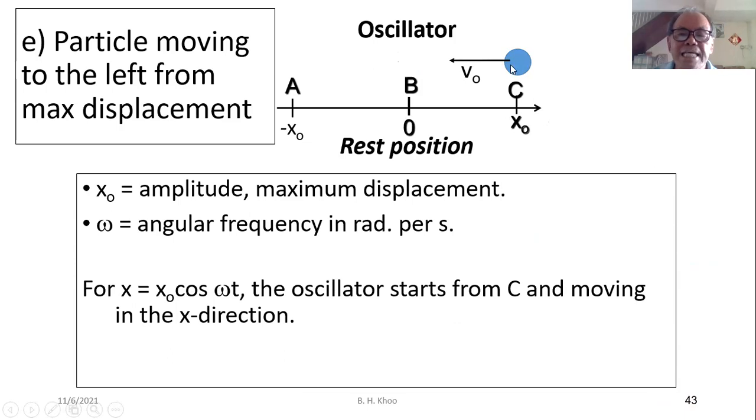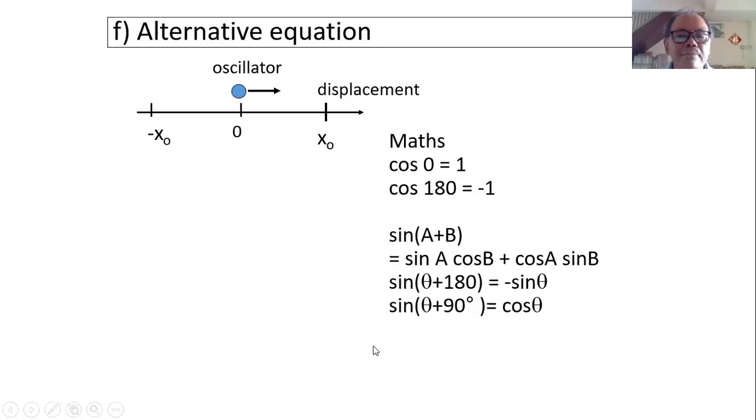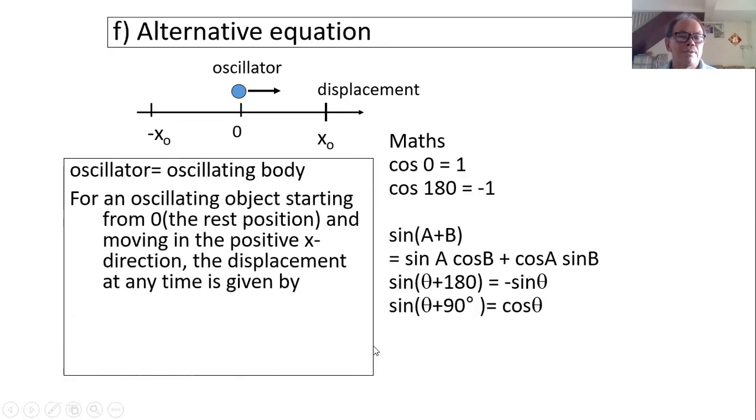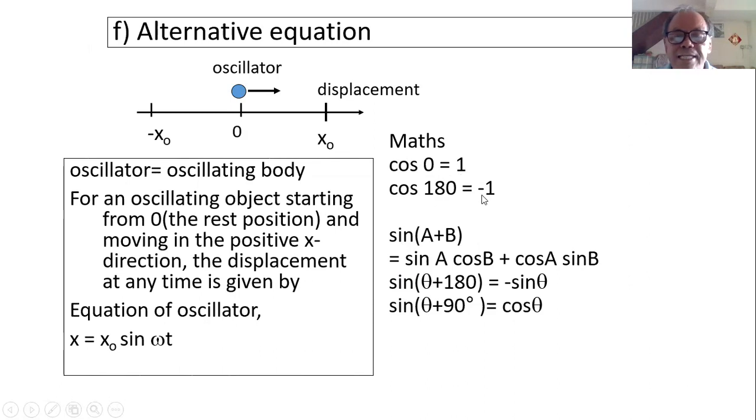So if you start from C, where you start from maximum, it is always a cos graph. X naught cos omega T. If you start from C, then your graph is there. Right? So the equation, if you start from rest position, is X naught sine omega T. These are the maths that you need to know. Right? Cos 0 is 1. Cos 180 is -1. Then your sine, the trigonometry formula. So all these you can review yourself.